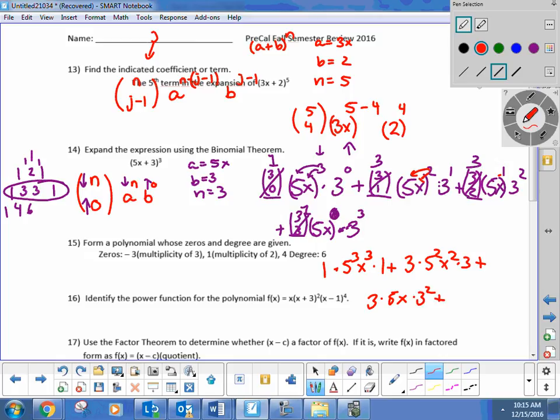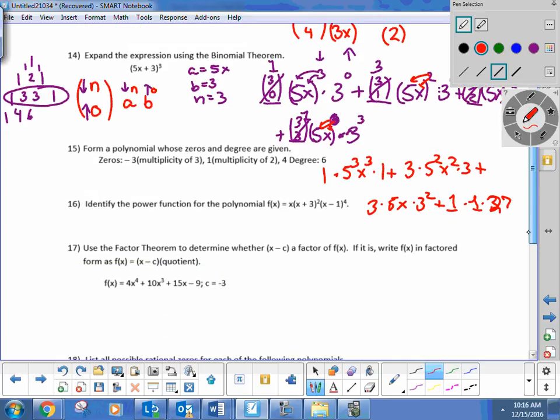Distribute, well, you could distribute the 1, but it's really just 5x times 3 squared plus, let's see, 1 times 1. 5x raised to the power of 0 just becomes 1. And then 3 cubed comes out being 27. So if you want, you could just write that solution there. All right, so let's go ahead and simplify this.